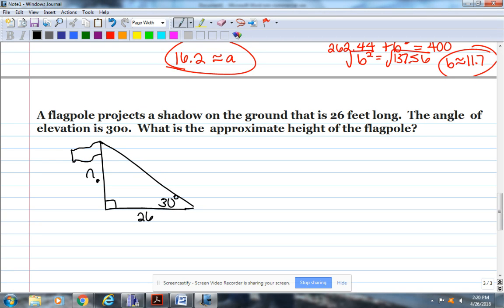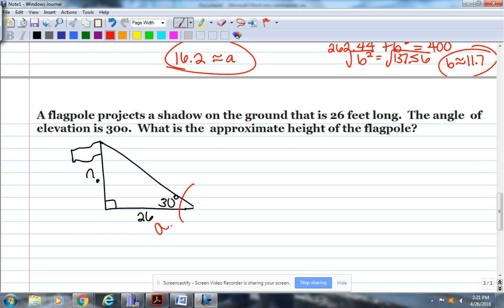All right, so we're looking for the height. Do we know the hypotenuse of this triangle? No. And we can actually work without getting the hypotenuse. Here's my angle I'm working off of, the 30-degree angle. The 26 is what to that angle? Adjacent. Like I said, we don't know the hypotenuse.